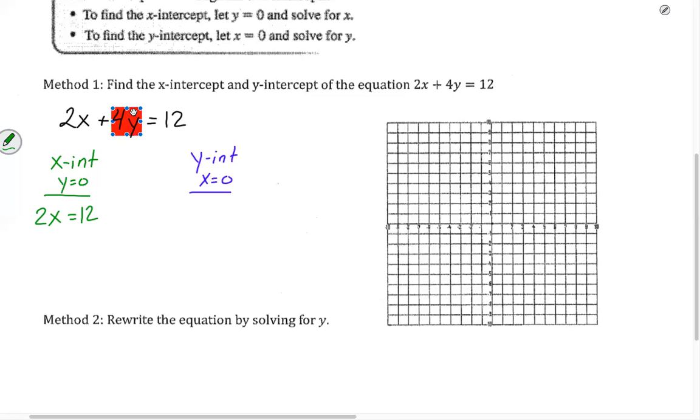So what does x equal? No, 2x equals 12. Would you agree 6, Harshan? That corresponds to the point 6, 0. Because remember, y was 0 right there. So I'm going to come out here on my axis, and I'm going to put a point at 6, 0.